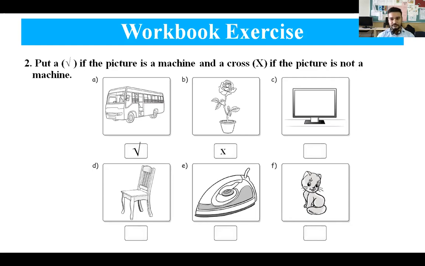Third one is our computer, which is also a man-made thing. Then chair is made by humans, so it is man-made thing. Then there is iron, which we use to iron our clothes. That is also a man-made thing. And at last, a small cute cat is given. That is obviously natural thing. So bus is machine, computer is machine, iron is a machine, and chair is a man-made thing.